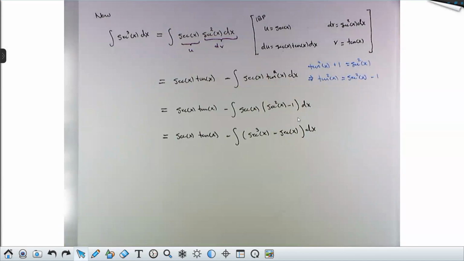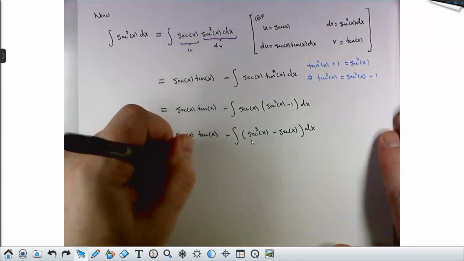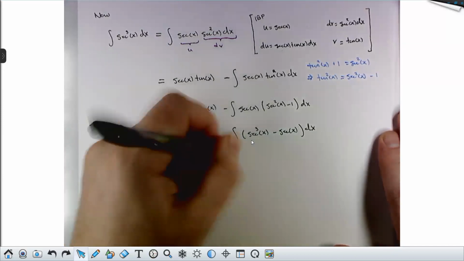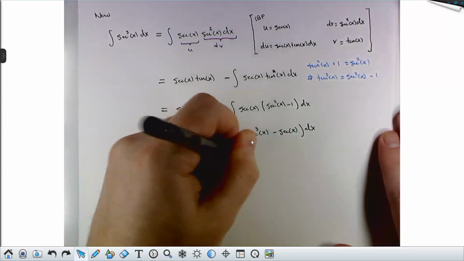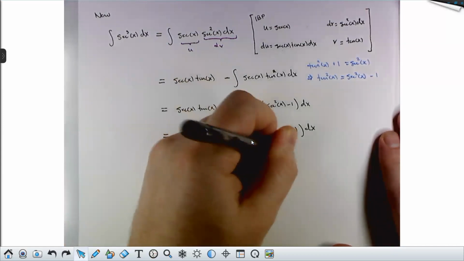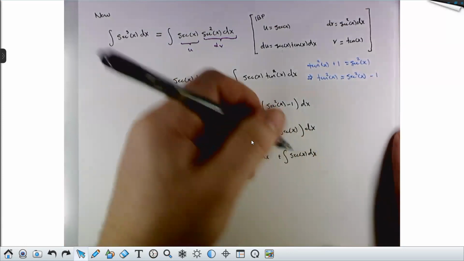And in this next step, I'm going to do two things. I'm going to bring this negative into the integral. That will make the secant cubed here negative and the secant here positive. And I'm going to split up the integral. Just basic algebra. So I have secant x tangent x minus the integral of secant cubed x dx plus the integral of secant x dx.